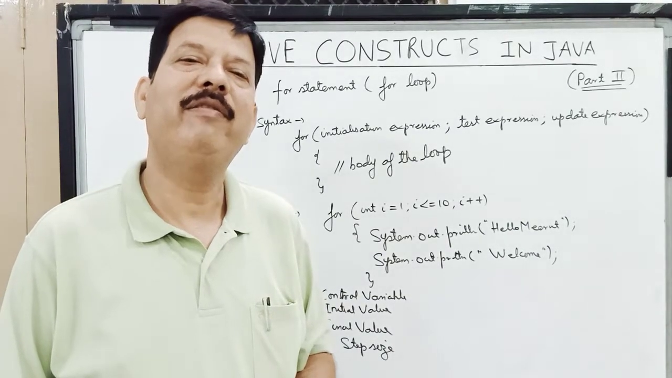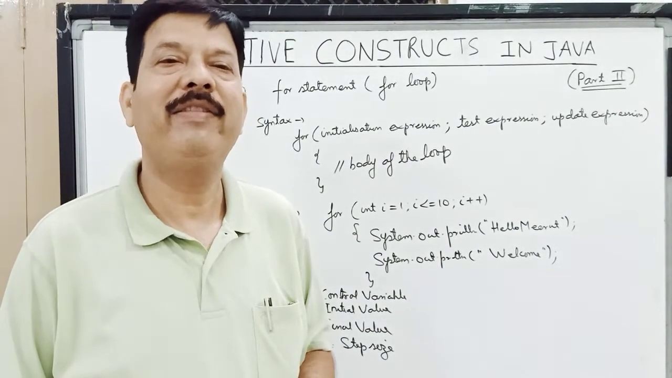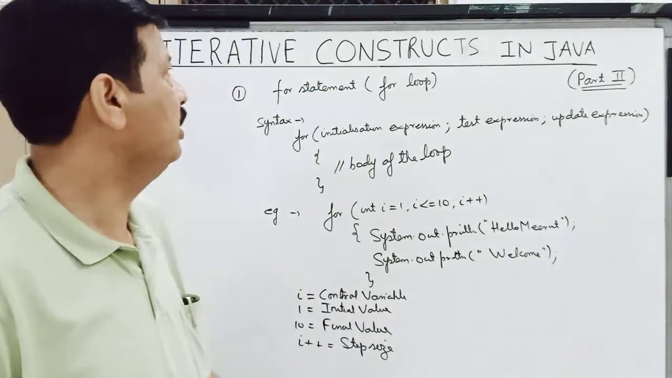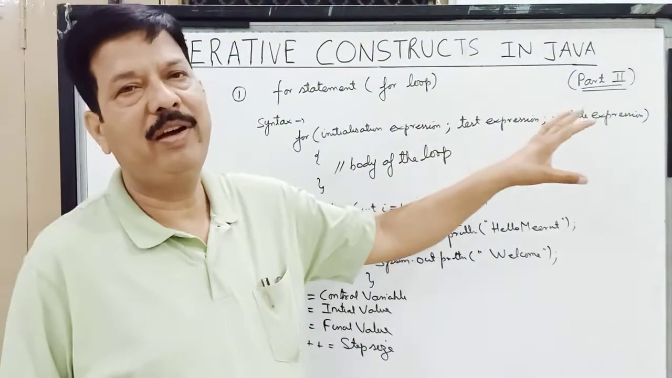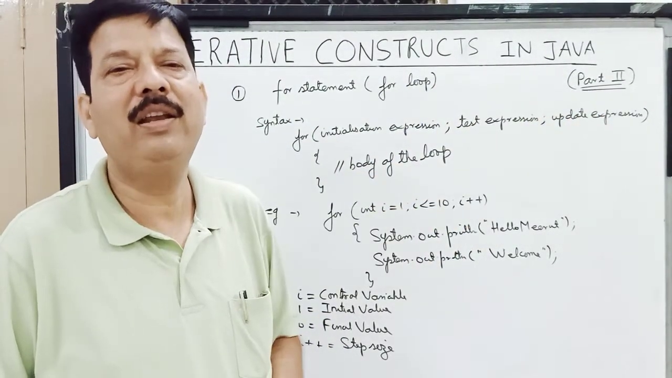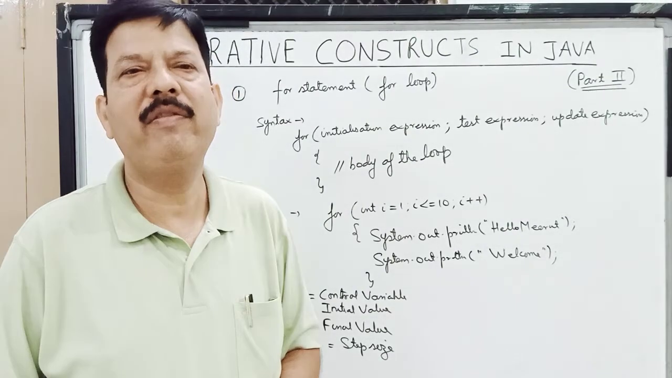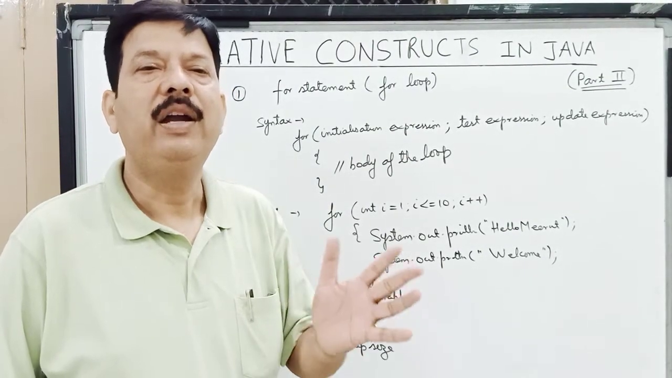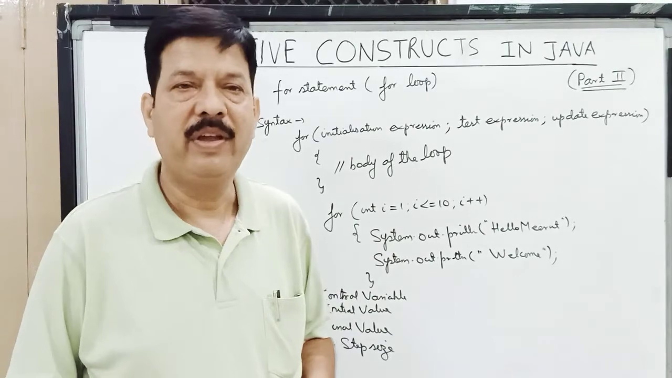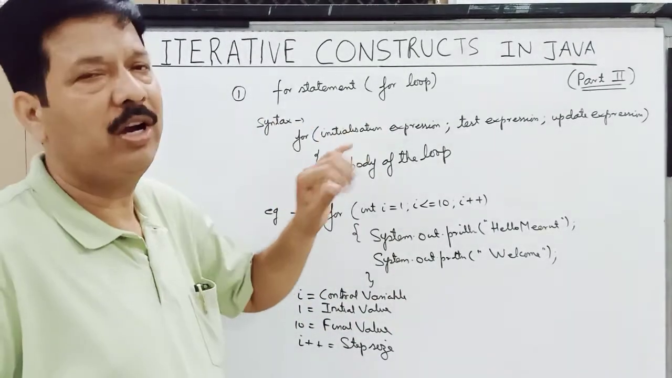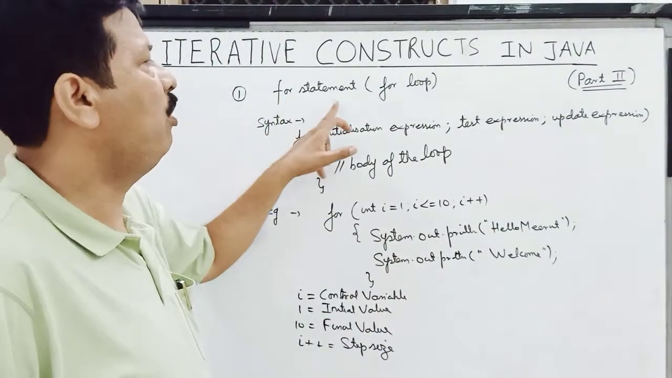So welcome children once again in this second video on loops, which is an iterative construct in Java. The first video we have already done. Now children, in the second video we are going to study the different looping statements. And the first looping statement we are going to study is the for statement.